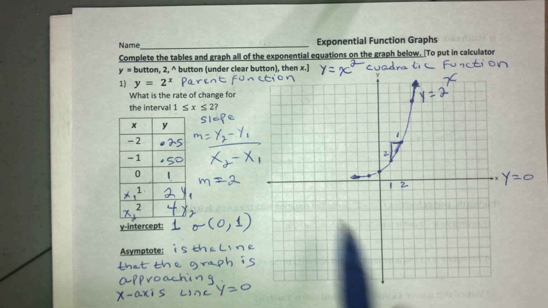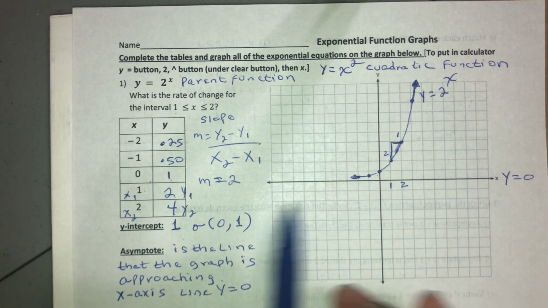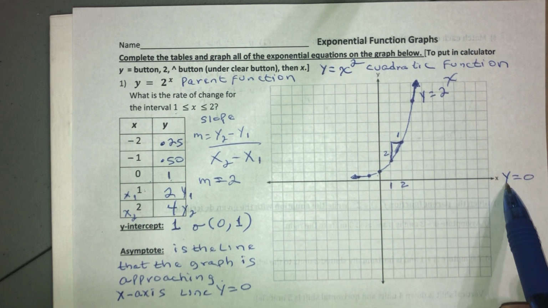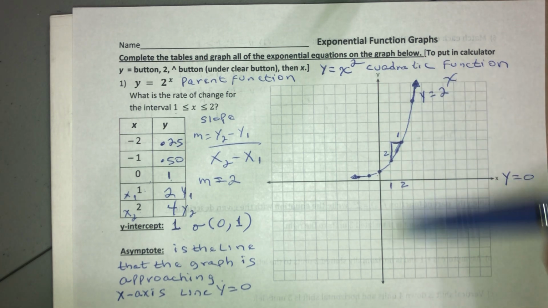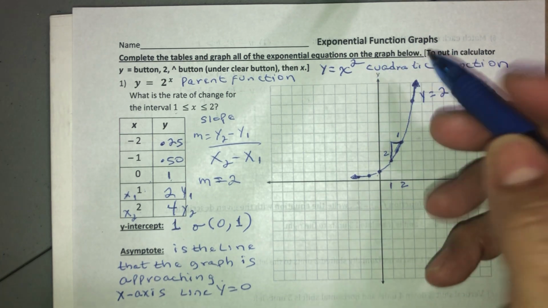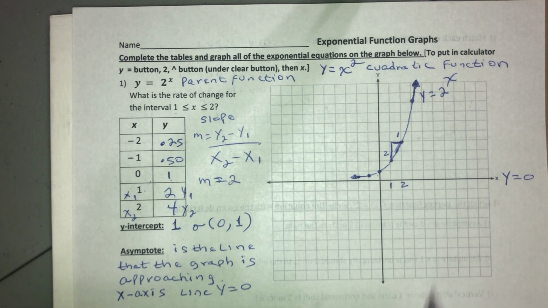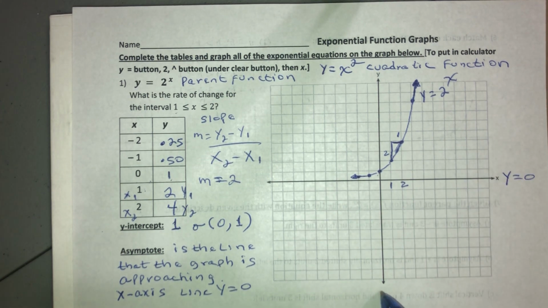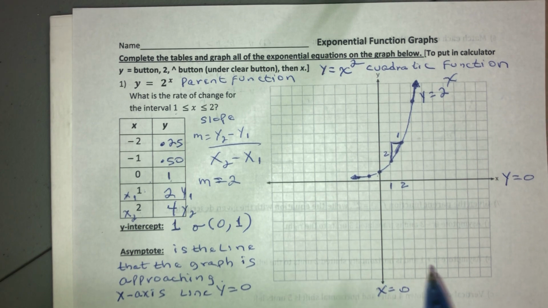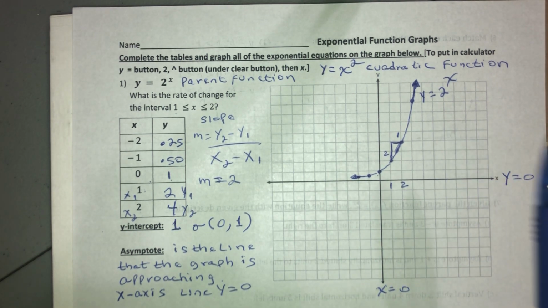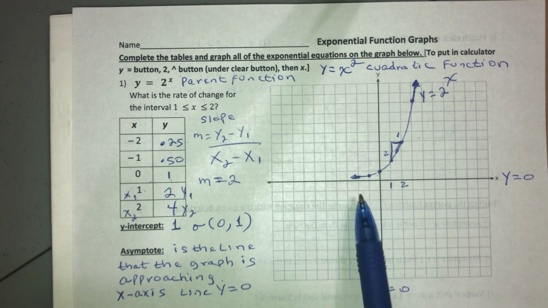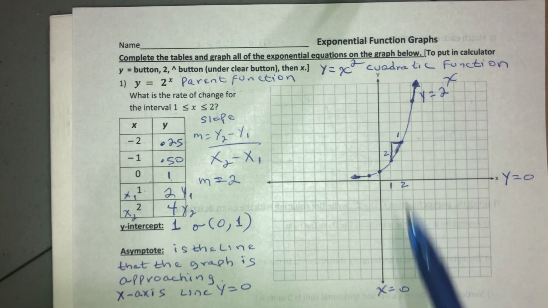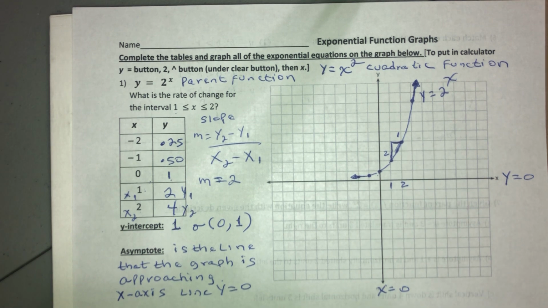Because remember, the x-axis is a horizontal line. The y-axis is a vertical line, so the equation of the y-axis is x equals 0. Remember that? Both axes have their own equation. So the x-axis, the equation is y equals 0. The y-axis, the equation is x equals 0.